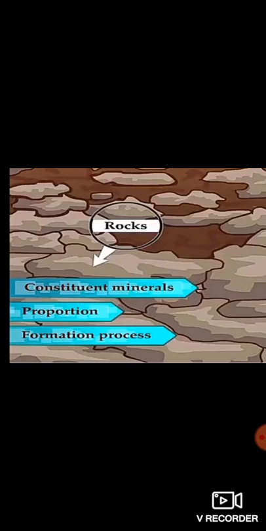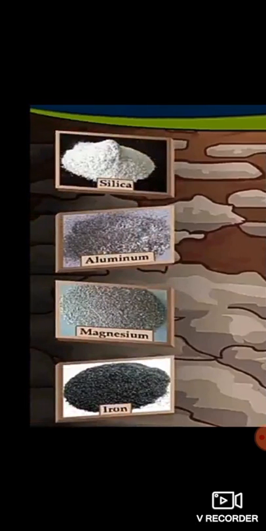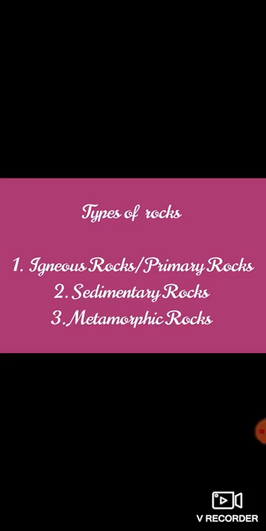Now we will see some of the major rock forming minerals. They are silica, aluminium, magnesium, and iron. There are also some other minerals which are used in different rocks. So now we are going to study the three types of rocks, which are based on their formation process. The first type of rock is igneous rocks. It is also called primary rocks. Second is sedimentary rocks, and the third one is metamorphic rocks.